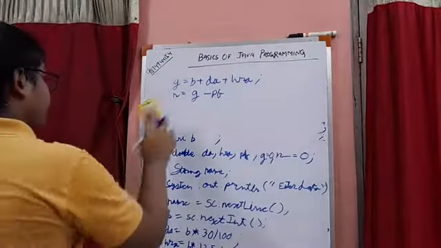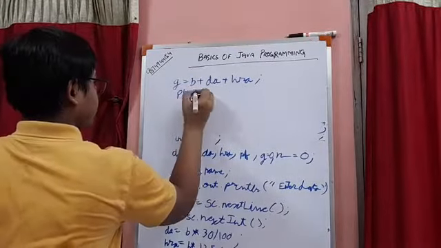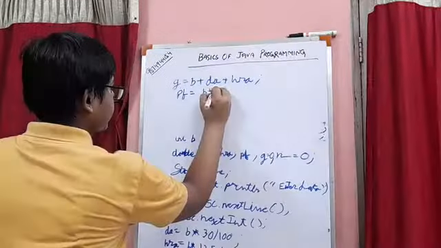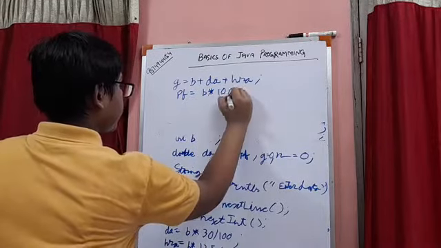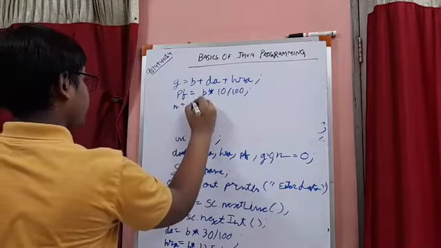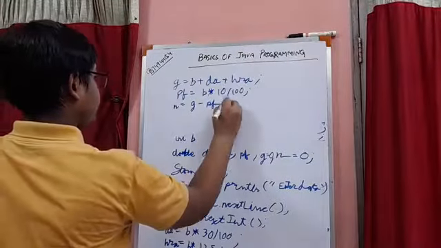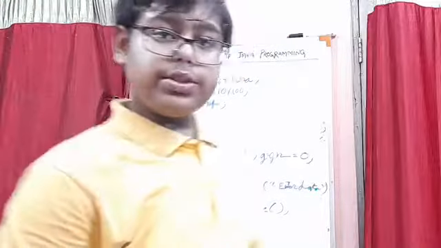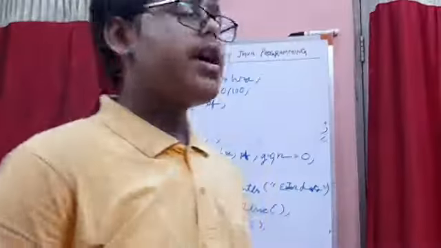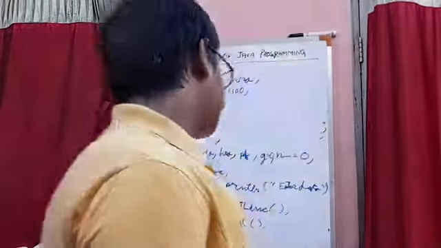Now gross value is found out, net value needs to be found, G minus PF. First we need to find PF. PF is equal to 10% of basic, means B into 10 by 100. Now N is equal to G minus PF semicolon. Now we have found G, means gross value, and we have found N, means net value. Now we found everything that was asked.